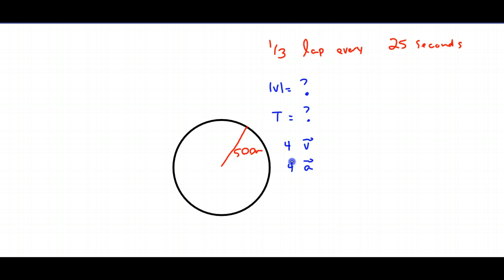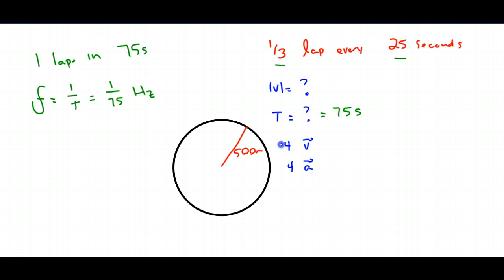And welcome back. So the first thing, the easiest thing for us to do probably is to look at this idea that we go 1/3 of a lap every 25 seconds, which means that we will do 1 lap in 75 seconds. Okay, so 1 lap in 75 seconds means that our period is equal to 75 seconds. Now, I would also likely ask you for the frequency of this thing, and the frequency is going to be 1 over our period, which is 1 over 75 hertz. So that's a good thing to keep in mind.